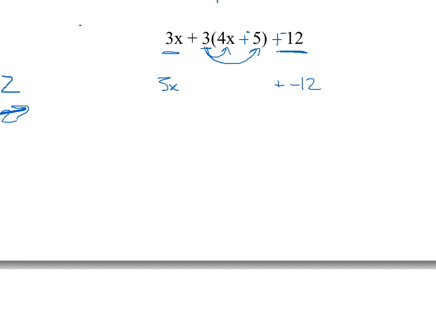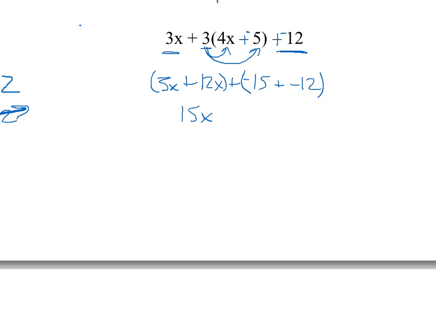Here we can now do the distribution in the middle. 3 times 4x, which is 12x. Plus 3 times -5 is -15. So now I'm really glad that I didn't commute them because I actually have my like terms already commuted next to each other. I got kind of lucky there. 3x plus 12x is 15x.